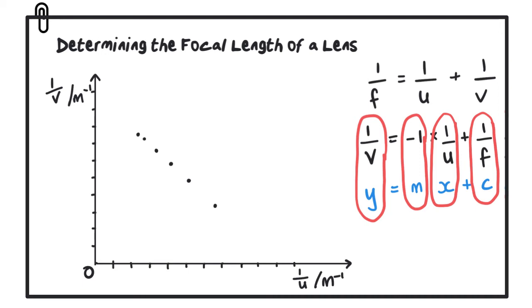1 over v on the y-axis, 1 over u on the x-axis. It should look something similar to this, where the points are linear, they're following a straight line, and that is of a negative slope. So the next step now would be to add in the line of best fit.